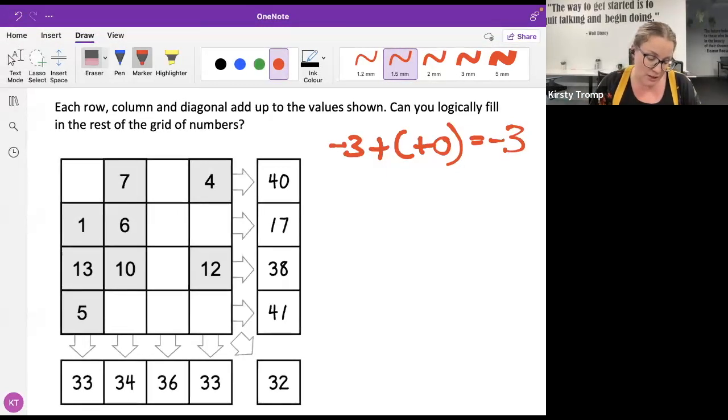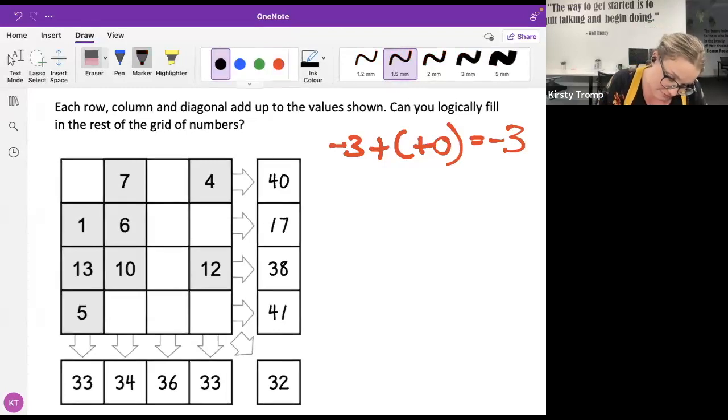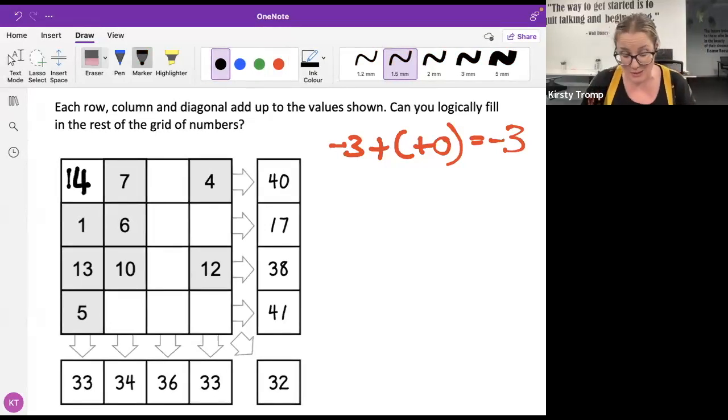So I've got 33, I've got the numbers 1, 13, and 5. So 33 minus, I'm going to start with 13, gives me 20. 20 minus 5 is 15. And 15 minus 1 is going to give me 14. So that's how I'm going to get my first number, because that was the first one that was missing.